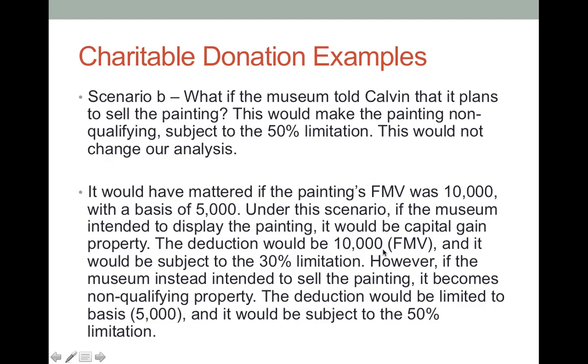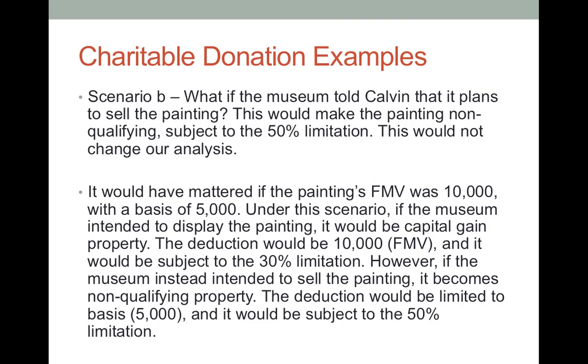The taxpayer would be allowed to deduct the fair market value of the property because now it's capital gain property. The fair market value deduction would be subject to the 30% AGI limitation. Under this scenario, again, it matters if the museum is going to display the painting or if the museum is going to sell the painting.